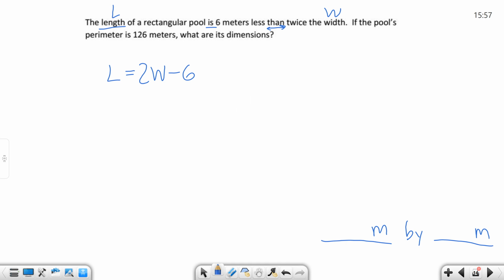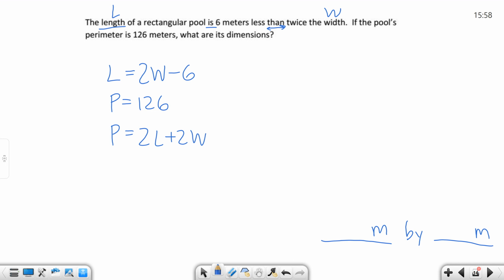The perimeter is what? 126 meters. So the perimeter is 126. I'm not going to worry about the units. I wrote my M's down already for meters. My perimeter is 126 meters. Well, what's the perimeter of a rectangle? It's 2 times length plus 2 times width, is it not?